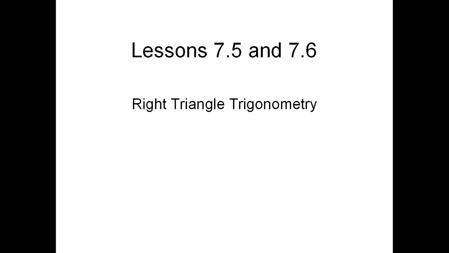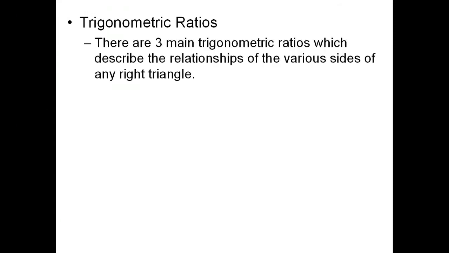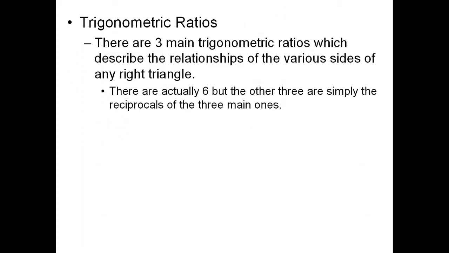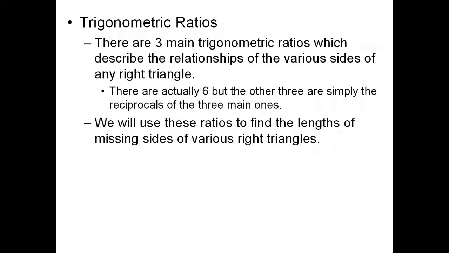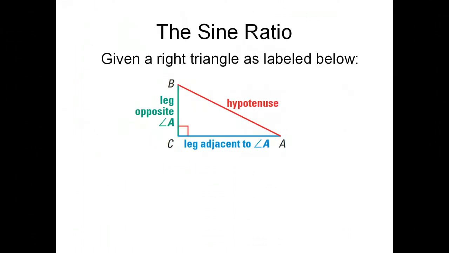This lesson on right triangle trigonometry combines both lessons 7.5 and 7.6. Trigonometric ratios. There are three main trigonometric ratios, which basically describe the relationships of the various sides of any right triangle. There are actually 6 of them, but the other 3 are the reciprocals of the 3 main ones that we'll talk about. And we'll use these ratios to find the lengths of missing sides of various right triangles.